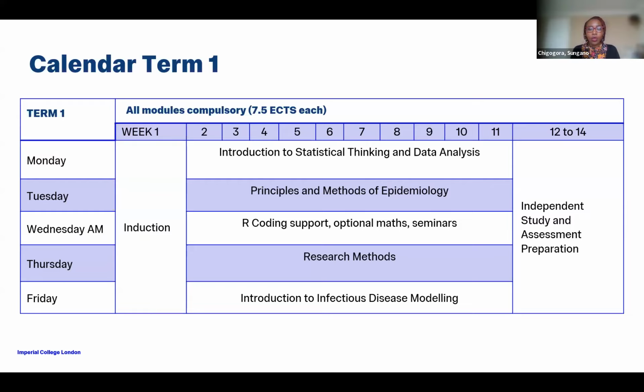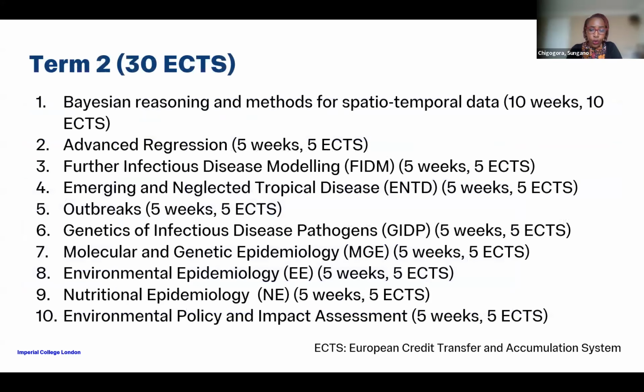After the 10-week modules in term 1, you will have a period for independent study and preparation for assessments, which will take place in the beginning of term 2. Term 2 has these modules that you can select from, and you can take any of them as you wish, as long as they add up to 30 ECTS, so 30 of those credits I mentioned.